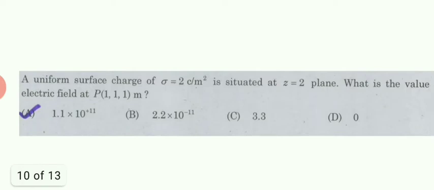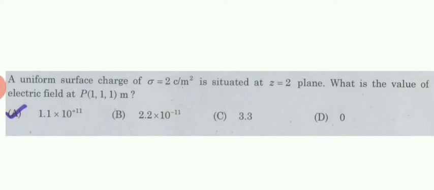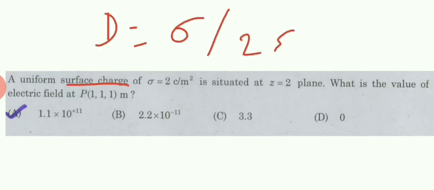A uniform charge of sigma is equal to 2 coulomb per meter square is situated at Z is equal to 2 plane. What is the value of electric field at P 1, 1, 1? So it is a surface charge. So surface charge equation, D is equal to sigma by 2 epsilon naught. Sorry, sigma by 2 epsilon naught. Sigma is given by surface charge density, that is 2 coulomb per meter square. Epsilon naught is 8.85 into 10 power minus 12.